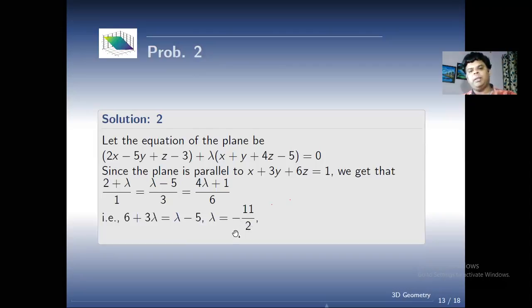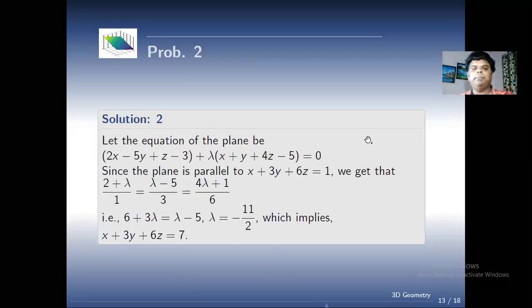Once I find lambda here, I just have to put the value of lambda in the first equation, right? From here, I just have to put what is the value of lambda, and I'm done. And that's what I'll do here. So from here, I'll just take this value and put it here. Once I do that, I get x plus 3y plus 6z equals 7. Fine? So that is the equation of the plane. So we saw two ways to do the same problem.